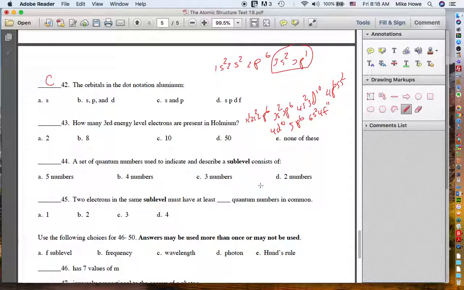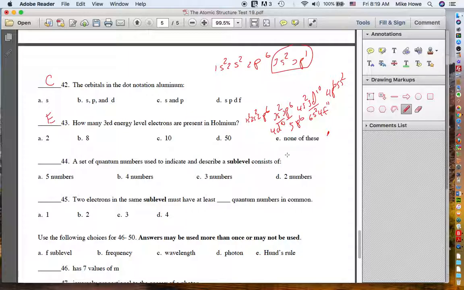And that would be the configuration. So how many third energy level electrons are there? Well, the 3d, and the 3p, and the 3s. So that's 18. So 18 is not there, so best answer, E.